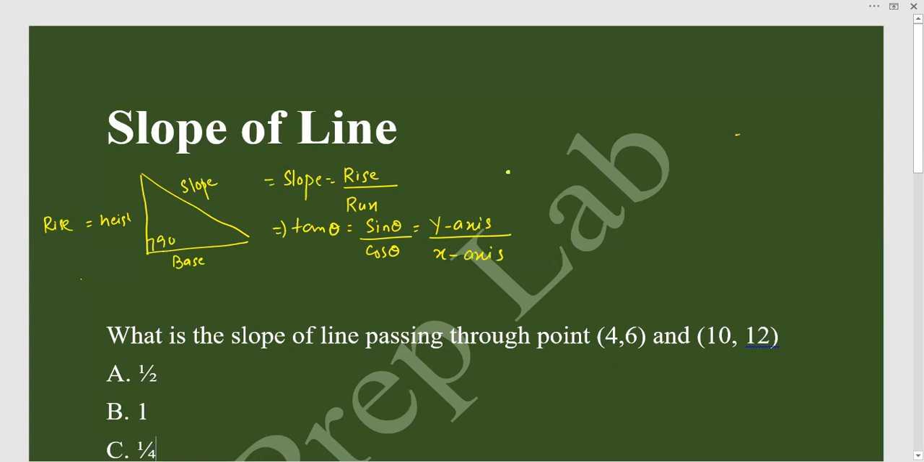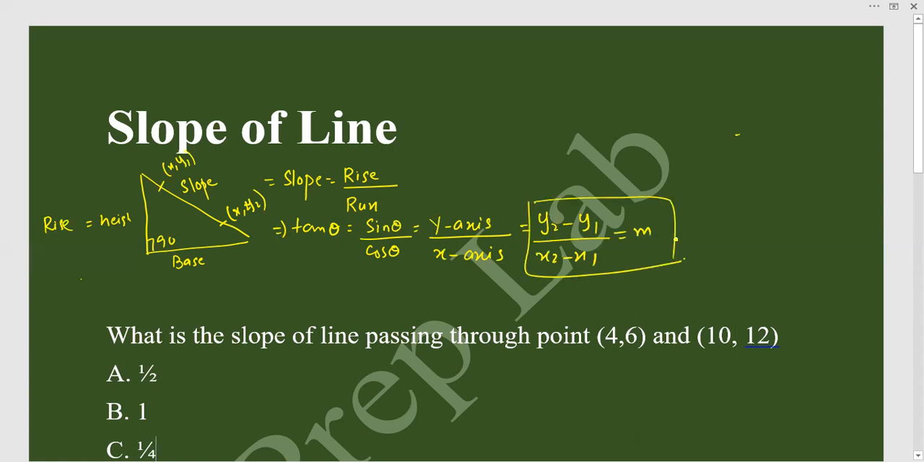So what is the basic formula? Slope is basically, if this is the line, this is the point x1, y1, and this is the point x2, y2. The difference between the y values divided by the difference between the x values is the formula to find the slope. So we can say that y2 minus y1 over x2 minus x1 is the slope formula.